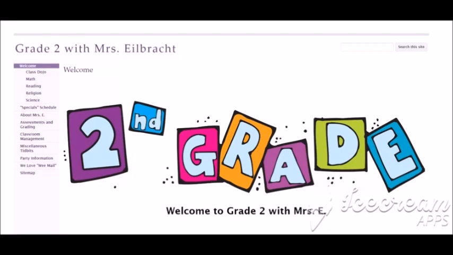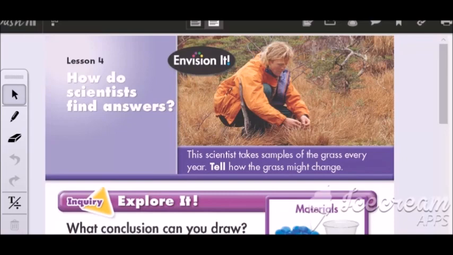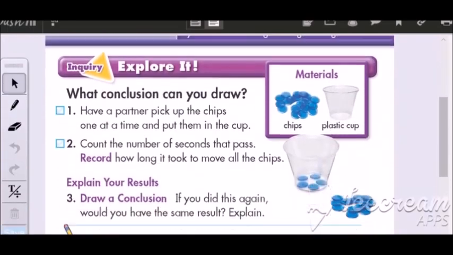Let's go. As you see in this picture, page 188, there is a scientist who takes samples of the grass every year, of course, to study them. But why does he do this? What might change in the grass? Before we answer the question, we will perform this activity.